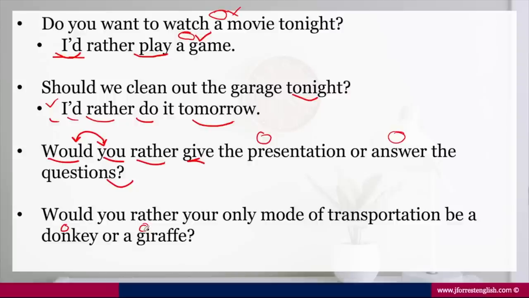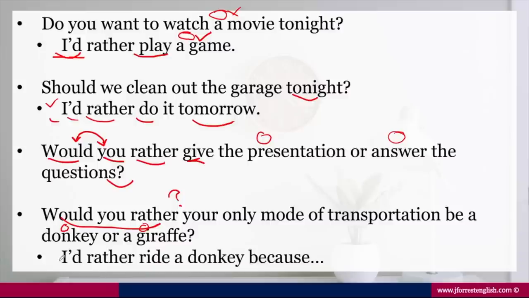And of course it creates some fun conversation, you have some laughs, and it's a good way to pass the time. And then after this person answers, they have to ask the next question and think of a really funny would you rather. So that's what the game is called, Would You Rather. So to answer this, you could simply say, I'd rather ride a donkey, and then you can give your answer, because. Notice, subject, would, rather, base verb.